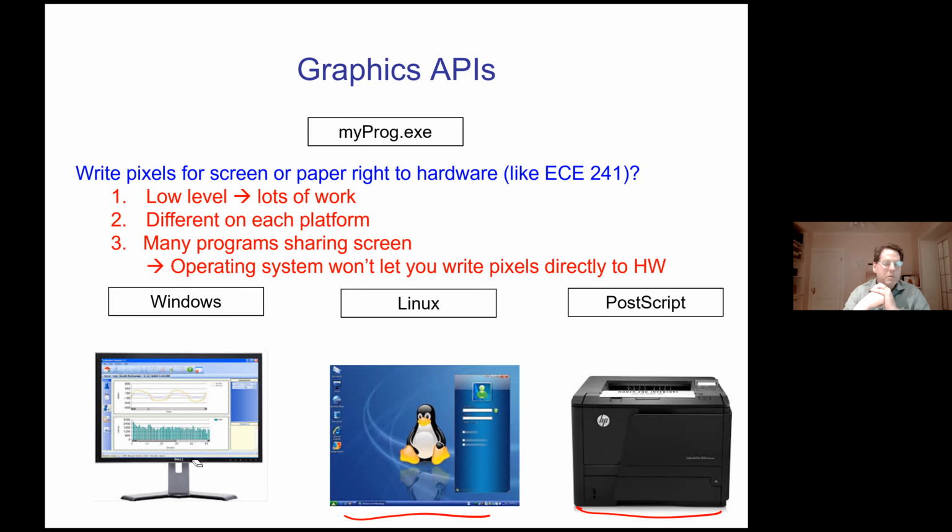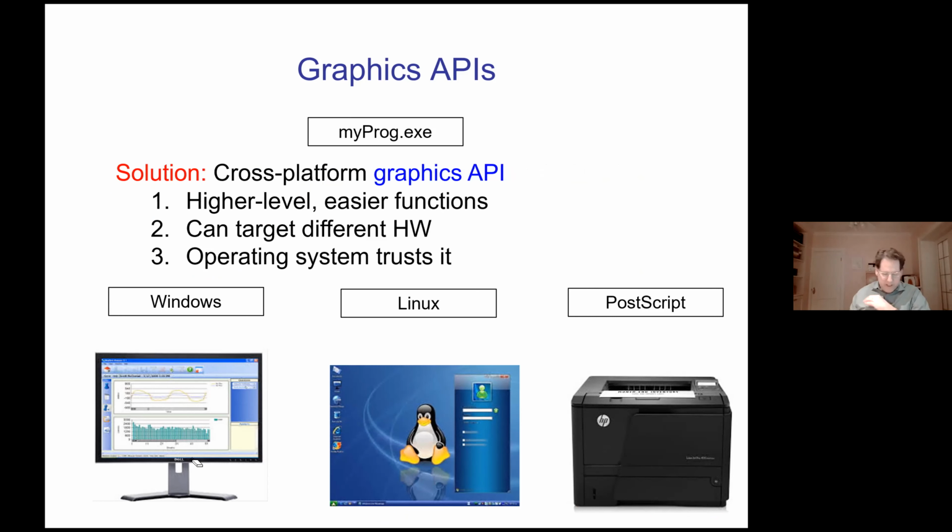The last problem is that in EC241, you were running right on the hardware. There was no software between you and the screen. On Linux or Windows, there is an operating system between you and the screen. The operating system is there to enforce security and sharing. It will not let you write directly to the screen. Even if you tried, your program would be killed with a segmentation fault. It's not allowed, so we can't do that.